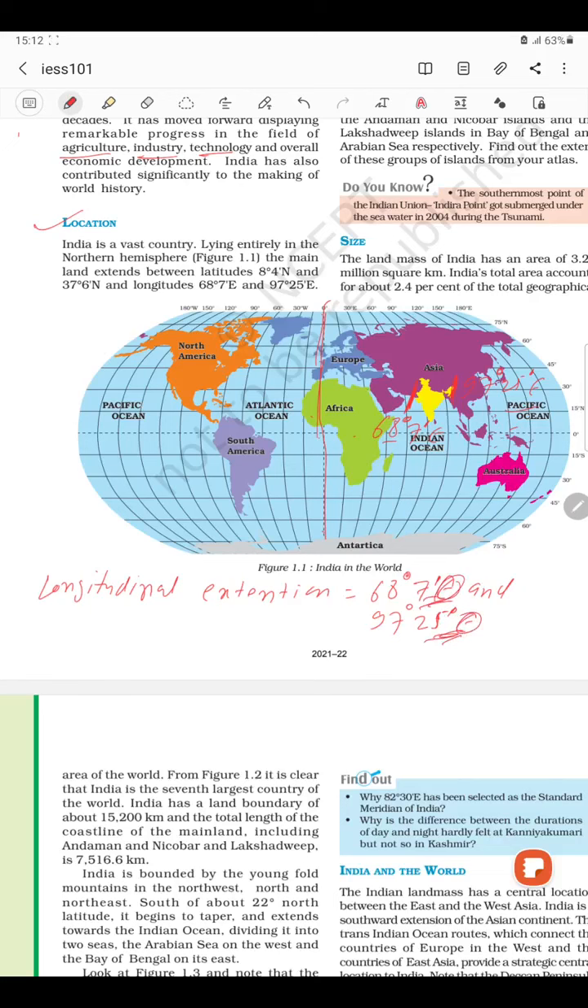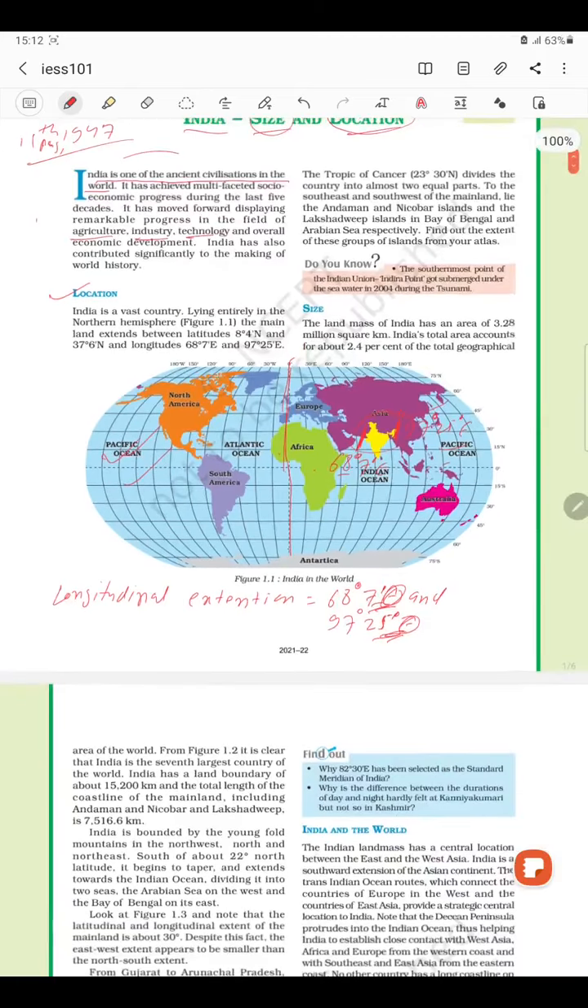That means India is located in the eastern part of the globe, not the western part. This is the western part. The prime meridian also divides the globe into two parts, the western part and the eastern part. So India is in the eastern part. Clear? So we now know India's longitudinal and latitudinal extension.